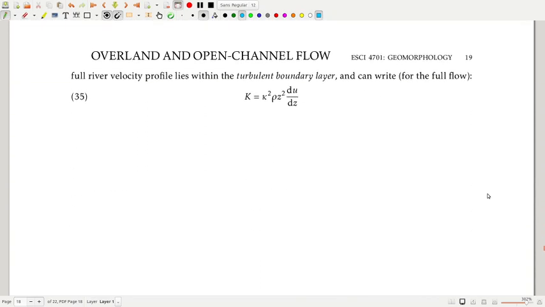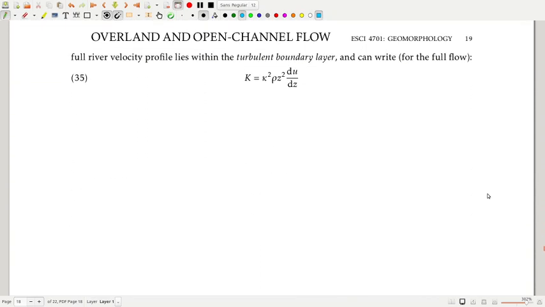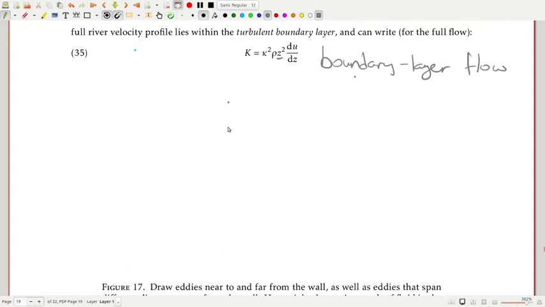So, therefore, because we can assume that this whole region is within this sort of boundary layer, just writing boundary layer flow, so we know, then we can say that for the entire river depth, we have L squared replaced by this Z squared.